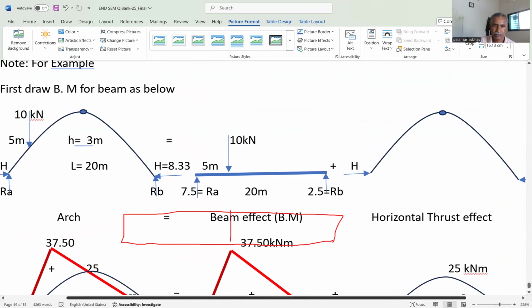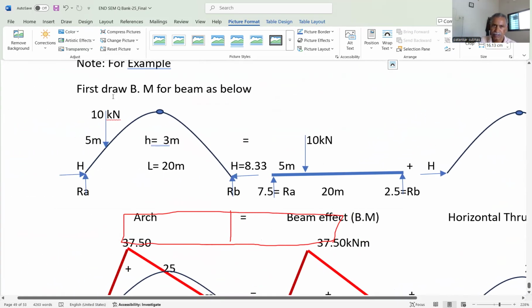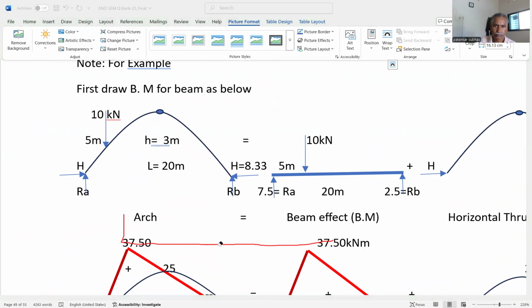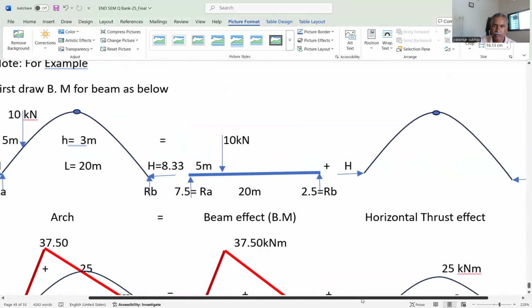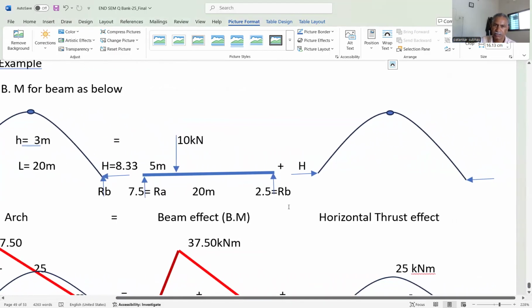Say we have considered this is the arch, of course maybe a parabolic arch. This arch is the combination or superposition of the beam effect. So the beam effect is that of a simply supported beam, span is the same 20 meter, and the load is acting at 5 meter, so a 20 kilonewton load is there, plus the effect of the horizontal thrust. That means the vertical reaction and horizontal thrust over the arch, not beam.